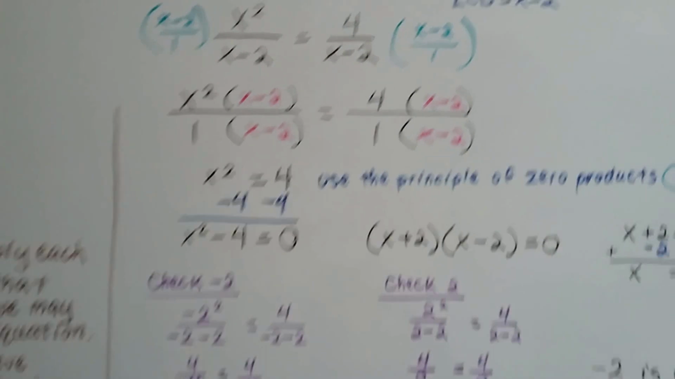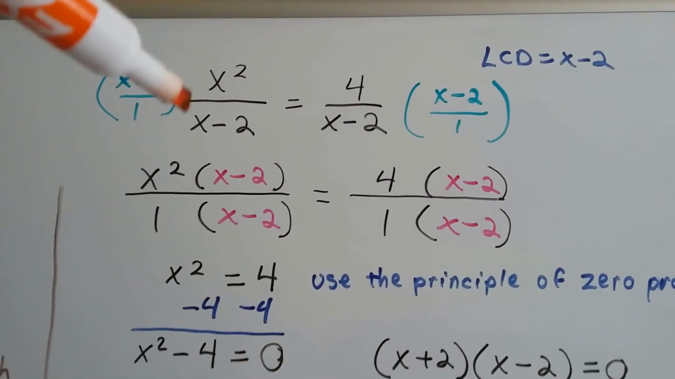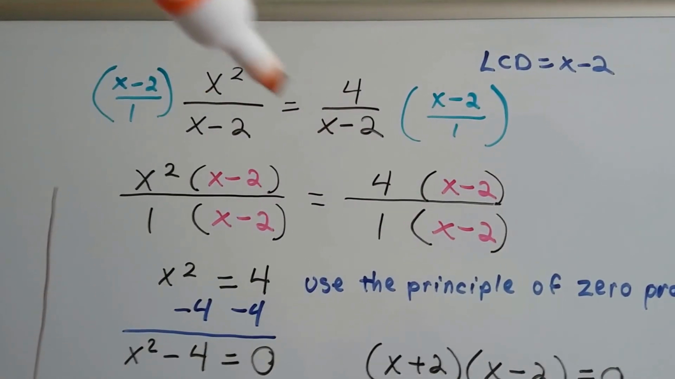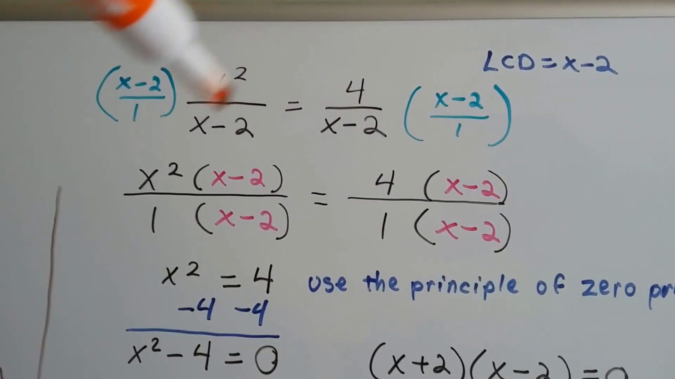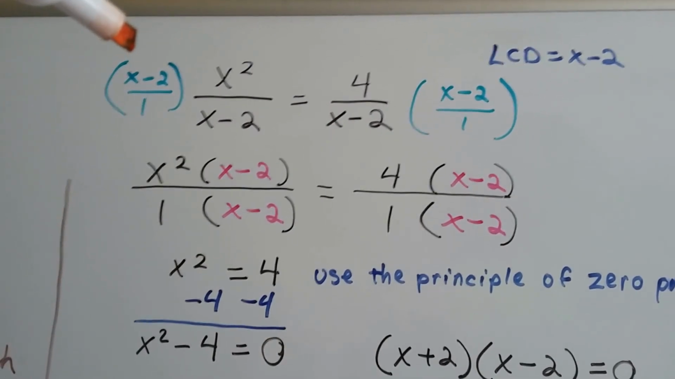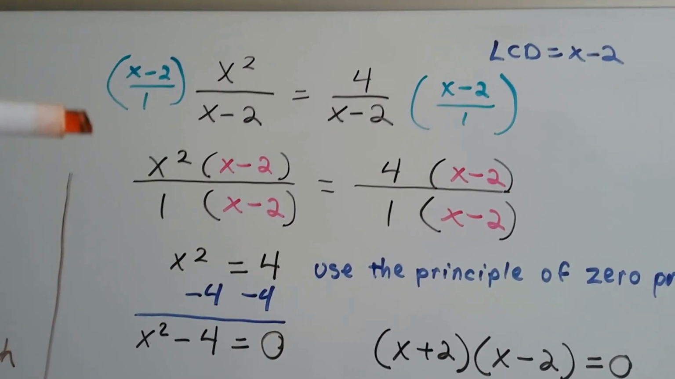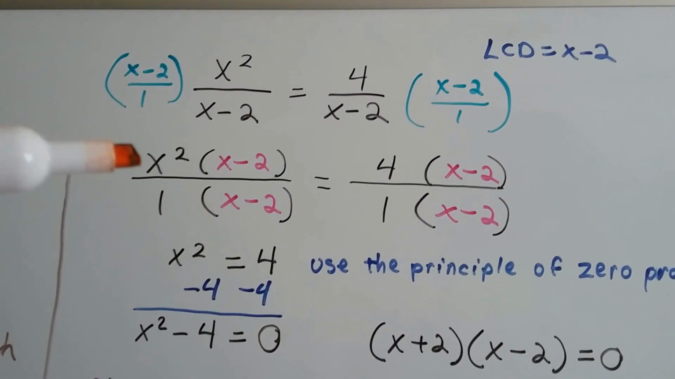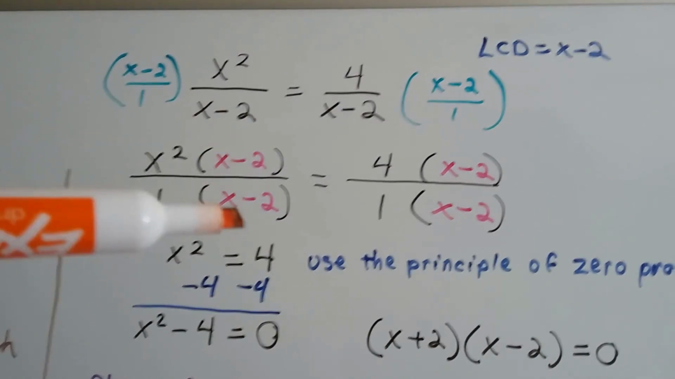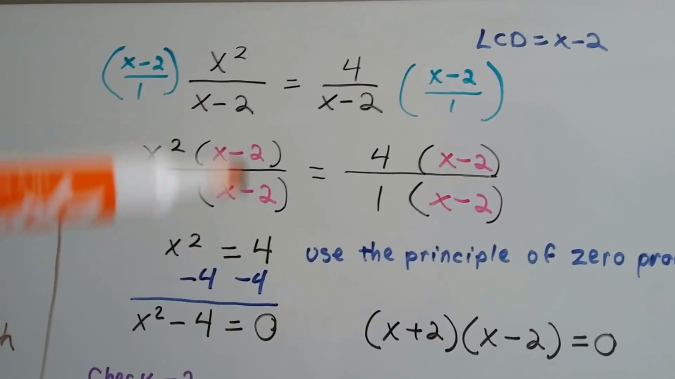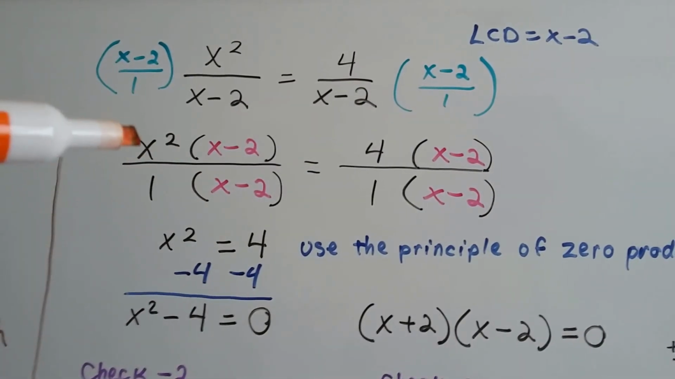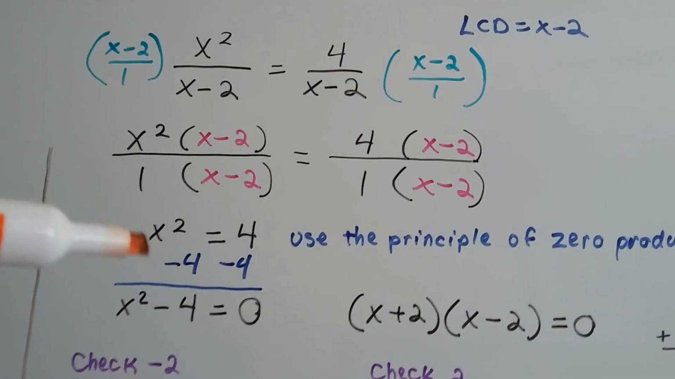All right, let's take a look at this one. We've got x squared over x minus 2 equals 4 over x minus 2. Our lowest common denominator is easy to see, it's x minus 2. We multiply each side of the equation, each term, by that x minus 2. I can put it over a 1 to make it easier on your eyes. So now that means we have x squared times x minus 2 over 1 times x minus 2. This makes a 1, doesn't it? Same numerator and denominator. And it does the same thing here, same numerator and denominator. So what we're left with is x squared equals 4.